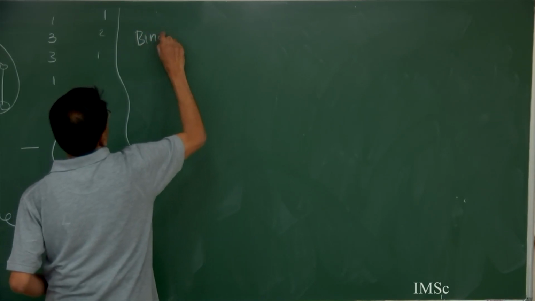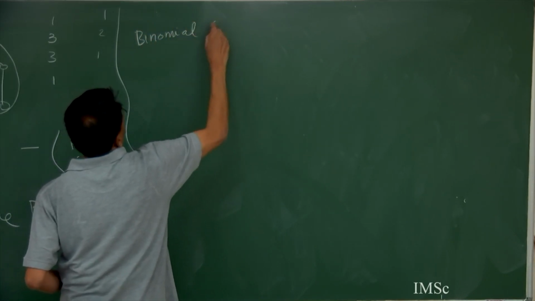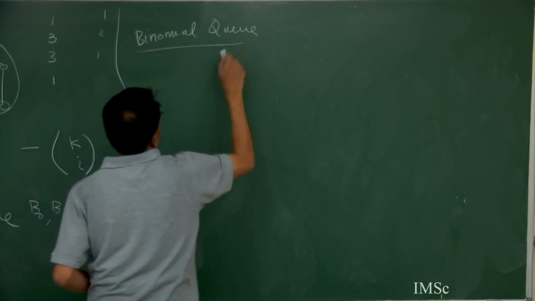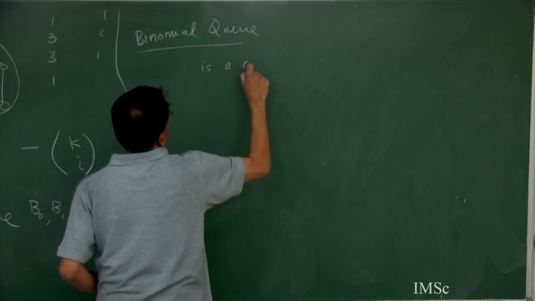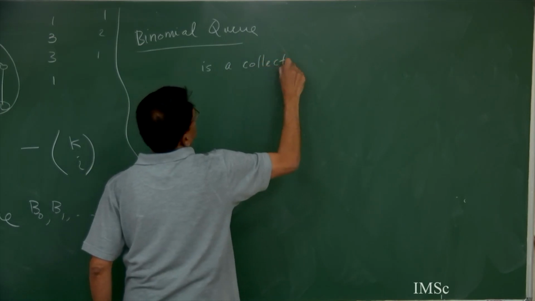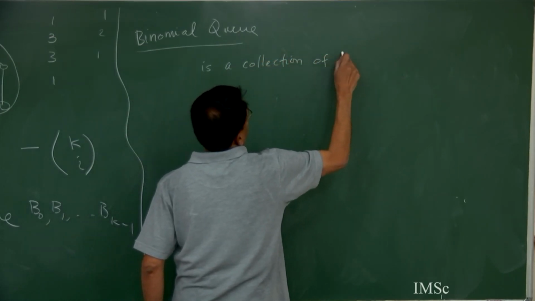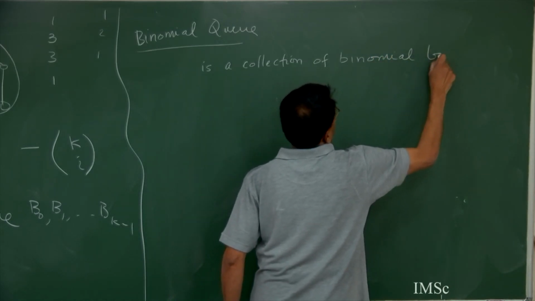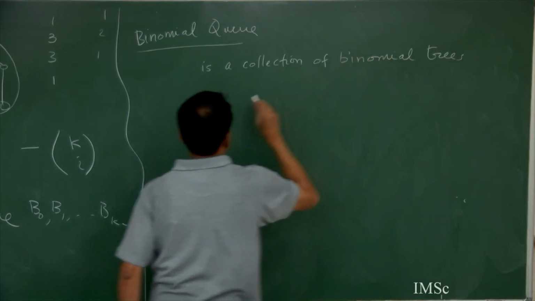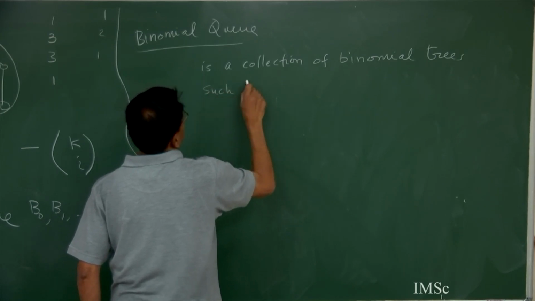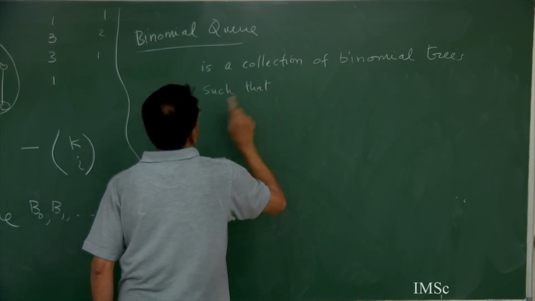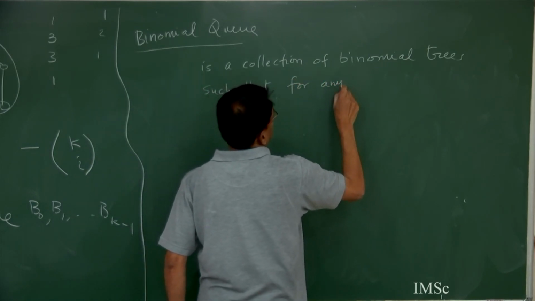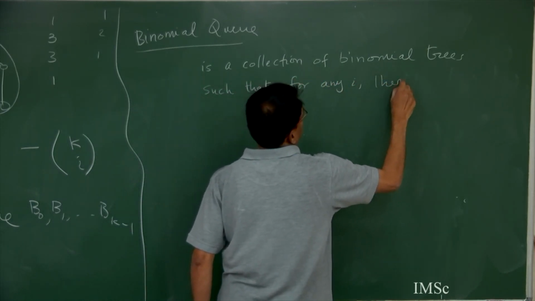Before that, I will define what a binomial queue is. This is a collection of binomial trees. So, it is a set such that for any i, there is at most one Bi.